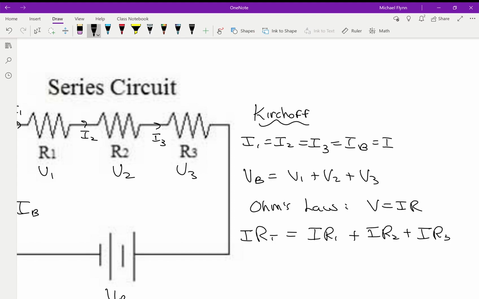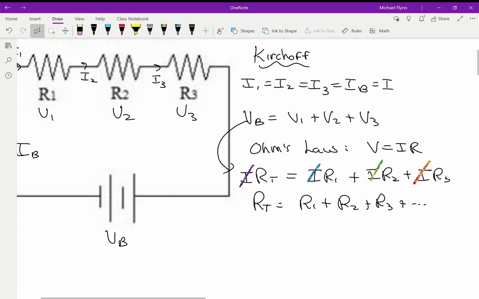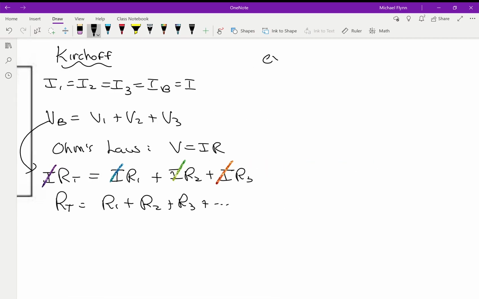What I've done is taken this equation and replaced all the voltages with I times R. All the I's are the same number, so I can cancel them out, since it's a common factor. And I get something that is probably really obvious to everybody: the total resistance in a series circuit is just the sum of the individual resistances. If I had 4 or 5 resistors, this pattern would continue, so I'm going to put plus dot dot dot. And then I'm going to do an example for you.